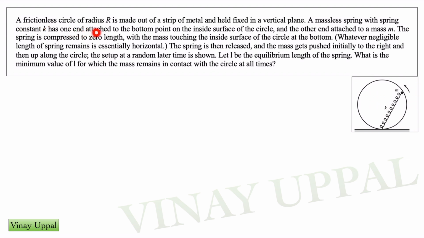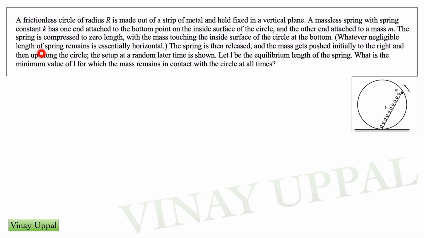A frictionless circle of radius r is made out of a strip of metal and held fixed in a vertical plane. So this is the circle. A massless spring with spring constant k has one end attached to the bottom point on the inside surface of the circle, so here, and the other end is attached to the mass m. The spring is compressed to 0 length. So initially it is at 0 length with the mass touching the inside surface of the circle at the bottom. So the mass will be at the bottom.